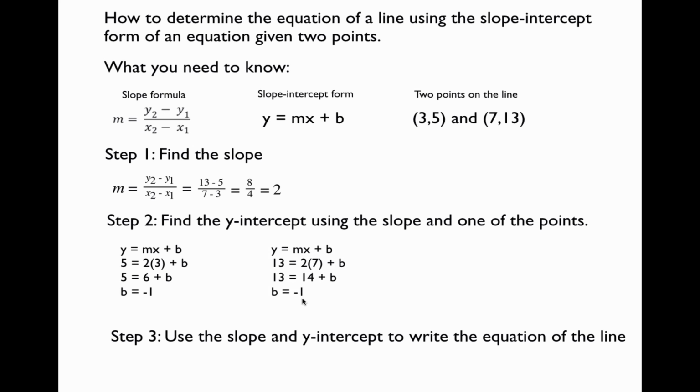So once we do this, we've identified our slope and our y-intercept, so we can write the equation of the line: y equals 2x minus 1.